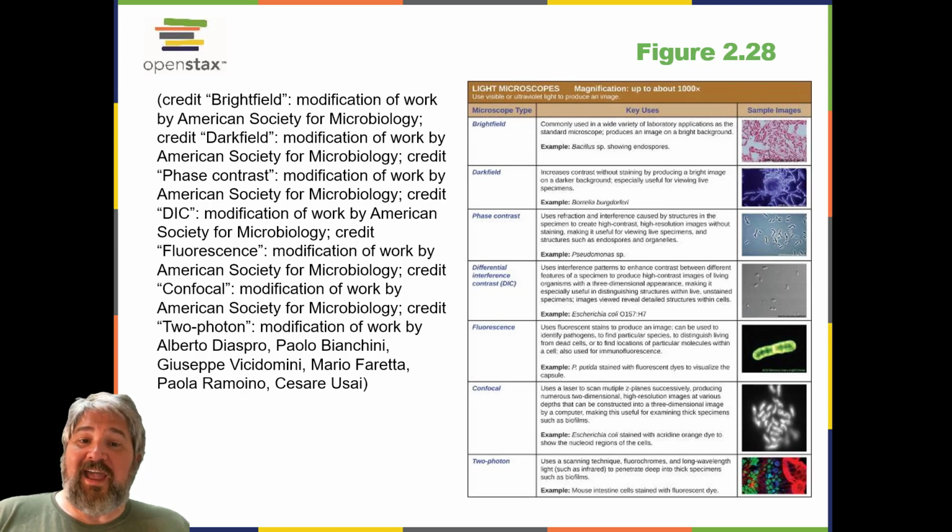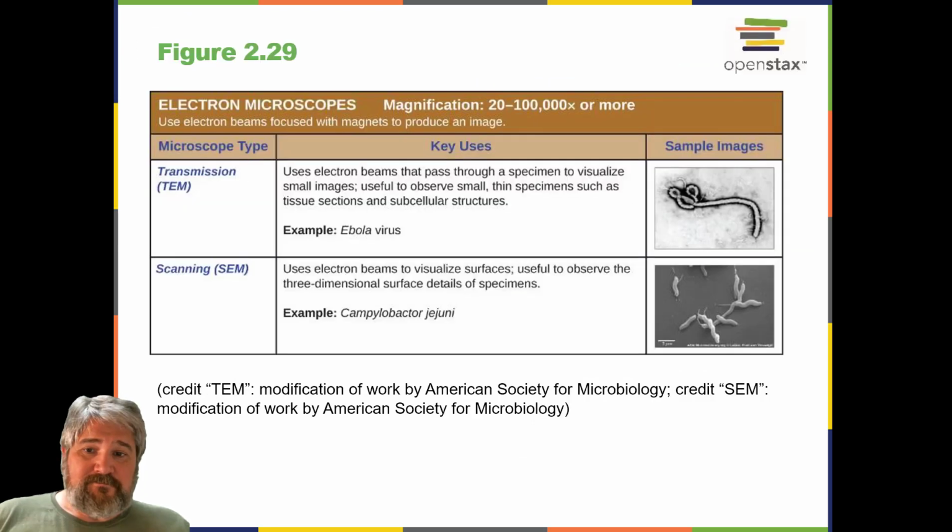Confocal uses a laser to scan multiple Z-planes successively, producing numerous two-dimensional high-resolution images at various depths that can be constructed into a three-dimensional image by a computer, making this useful for examining thick specimens such as biofilms. Two-photon uses a scanning technique, fluorochromes, and long wavelength light, such as infrared, to penetrate deep into thick specimens such as biofilms. So for electron microscopes, we're using an electron beam focused with magnets to produce an image.